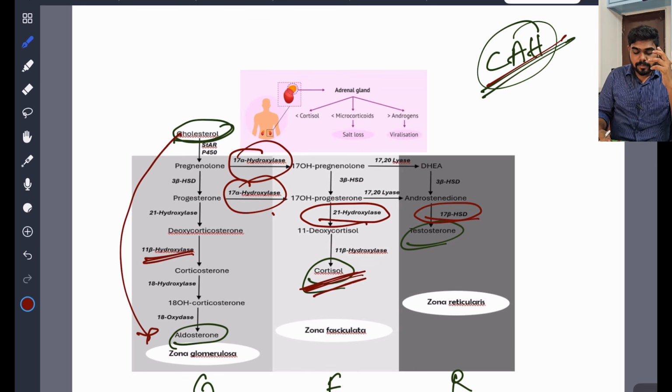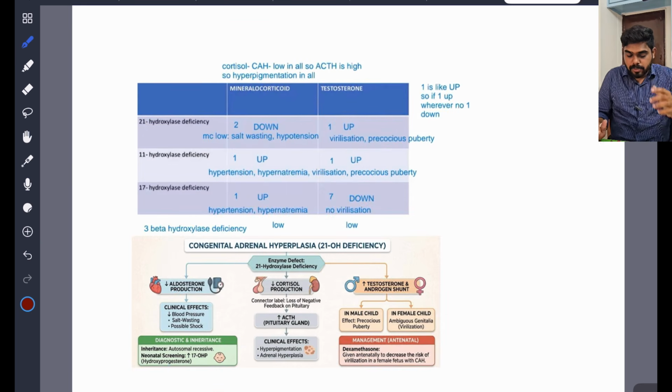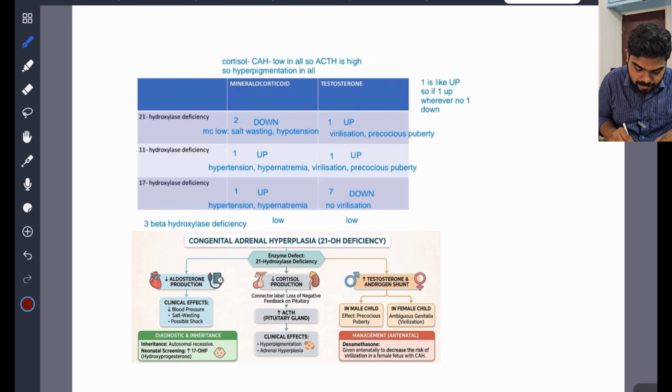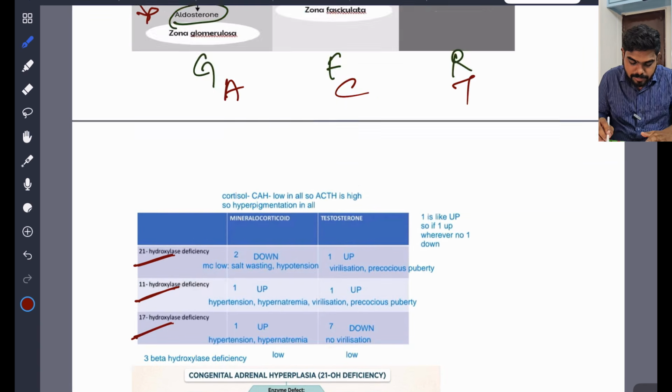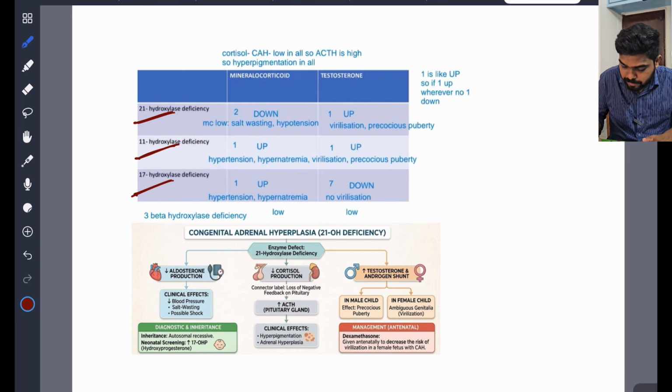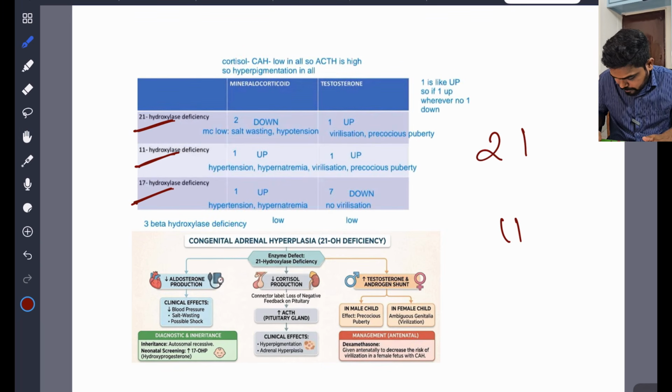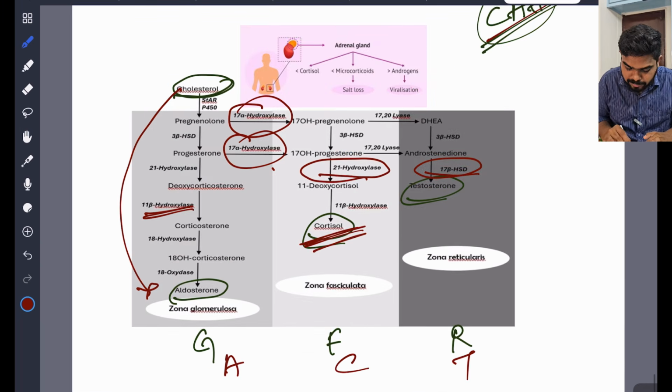So now we will see some enzymes and these problems. Okay, so we have 21 hydroxylase deficiency, 11 hydroxylase deficiency, and 17 hydroxylase deficiency. Okay, so 21, 11, and 17. The other enzyme is 3 beta HSD. If it is not there, no pathway, this won't happen, but progesterone can go and make this.